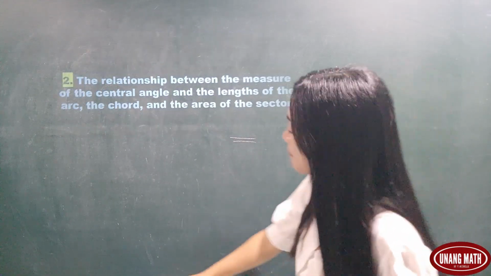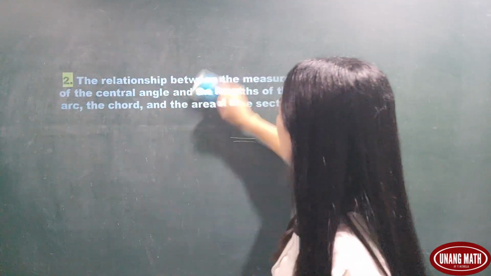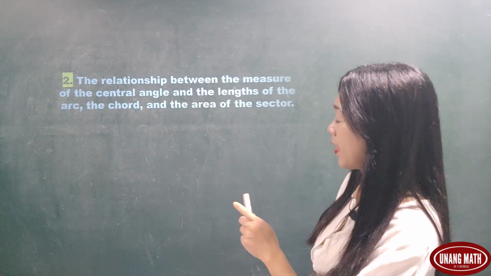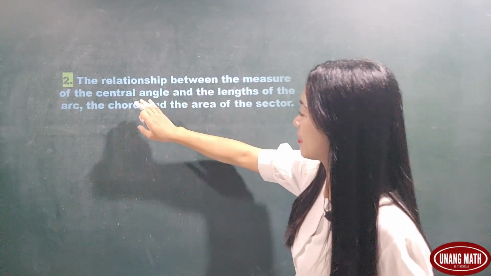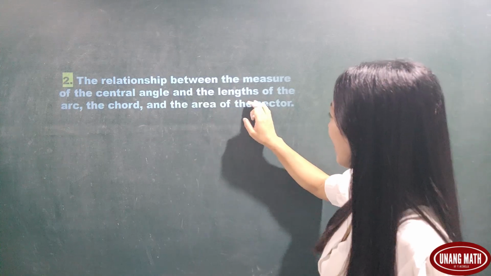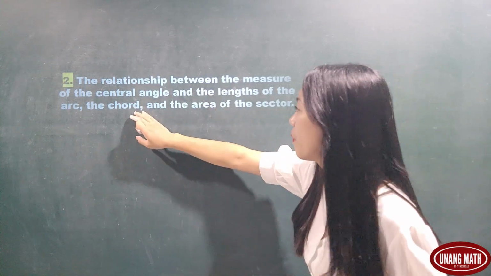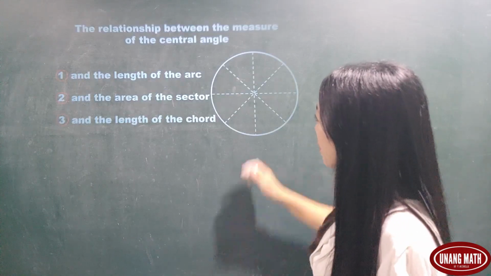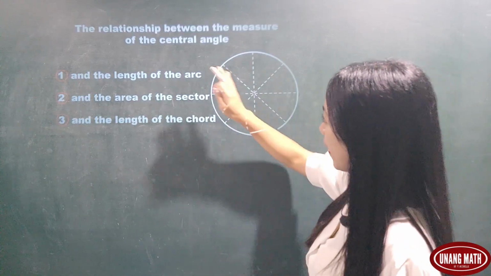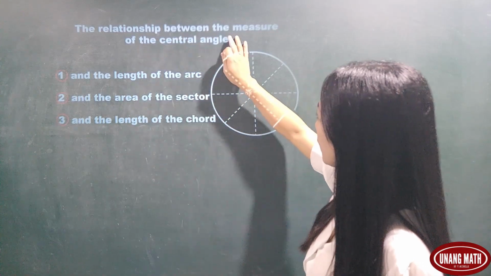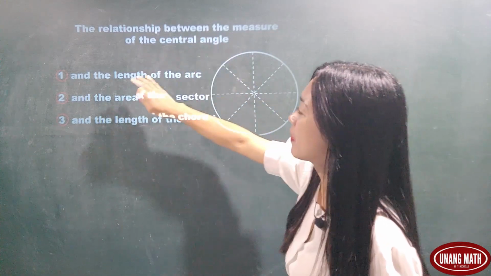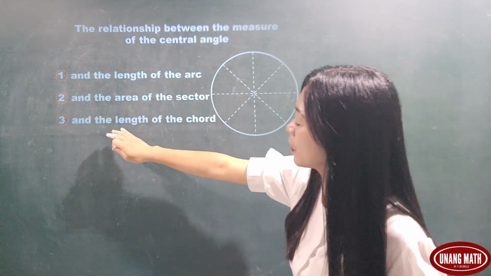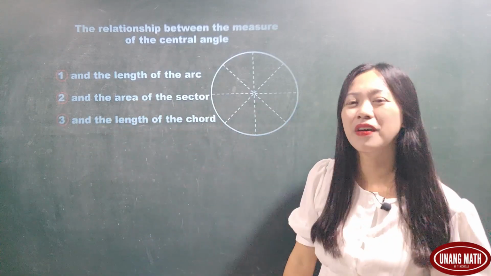Moving on. Let's go now to the second property of a sector. This is about the relationship between the measure of the central angle and the length of the arc, the chord, and the area of the sector. Take a look at this figure. We will compare the relationship between the measure of the central angle and the length of the arc, the area of the sector, and the length of the chord.